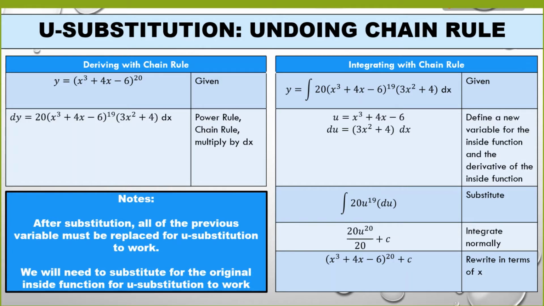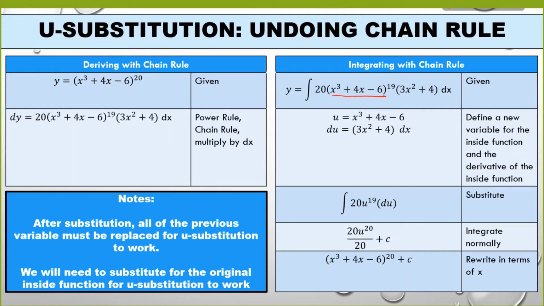Okay, so if I wanted to undo this, which means I want to start from here and go to here, we'll do all of those steps backwards. The first thing we need to do is figure out what our inside function was. In this case, I'm going to define a new variable for it. I can say u is equal to my inside part of this function, the part that I'm raising to a large power, which is x cubed plus 4x minus 6. When I derive this, I'll figure out what I needed to multiply by with chain rule originally. If I derive x cubed plus 4x minus 6, I get 3x squared plus 4 dx.